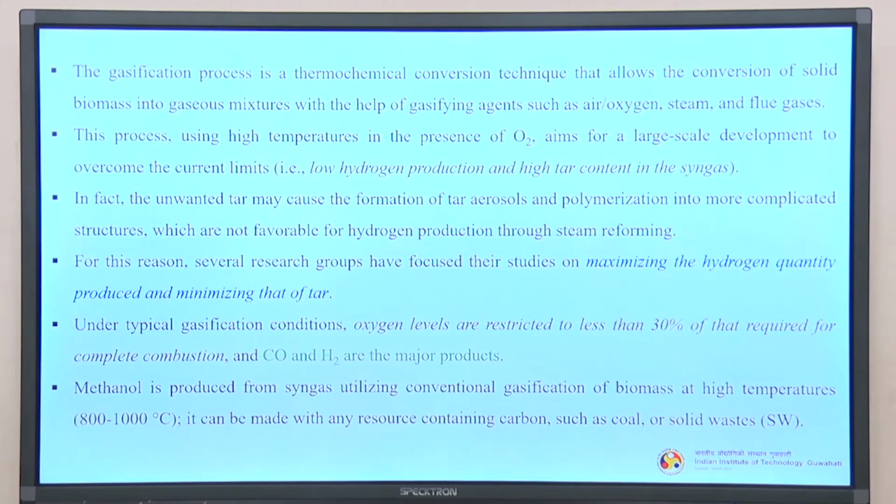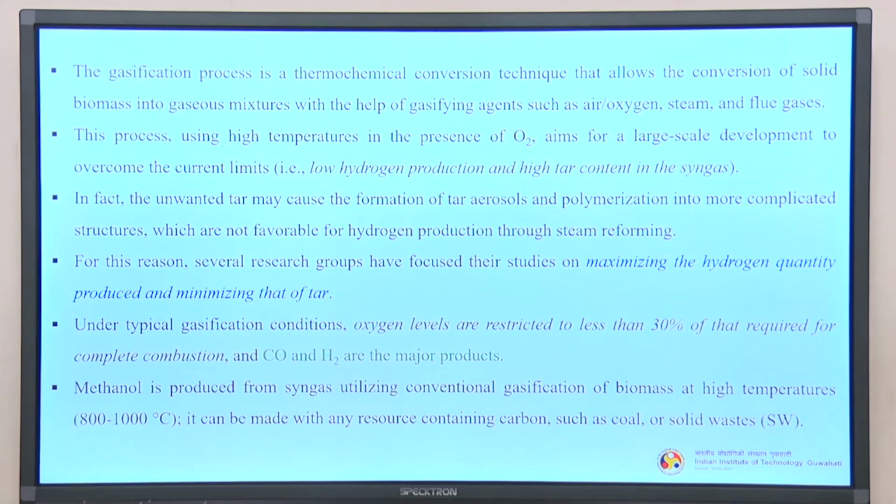Now, this process, using high temperatures in the presence of oxygen, aims for a large scale development to overcome the current limits, that is the low hydrogen production and high tar content in the syngas. In fact, the unwanted tar may cause the formation of tar aerosols and polymerization into more complicated structures, which are not favorable for hydrogen production through steam reforming.